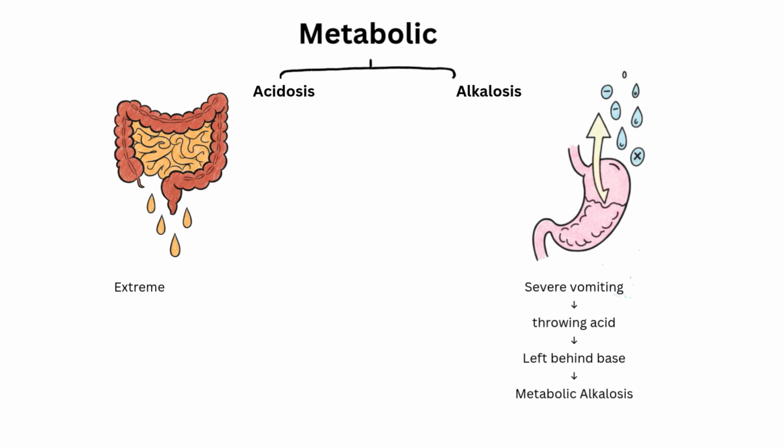On the flip side, the intestines hold base. If a patient has severe diarrhea, they're pooping out all their base. What's left behind then? Acid. So diarrhea causes metabolic acidosis. Just visualize the fluid loss from the top or the bottom, and you'll hit the nail on the head every time.